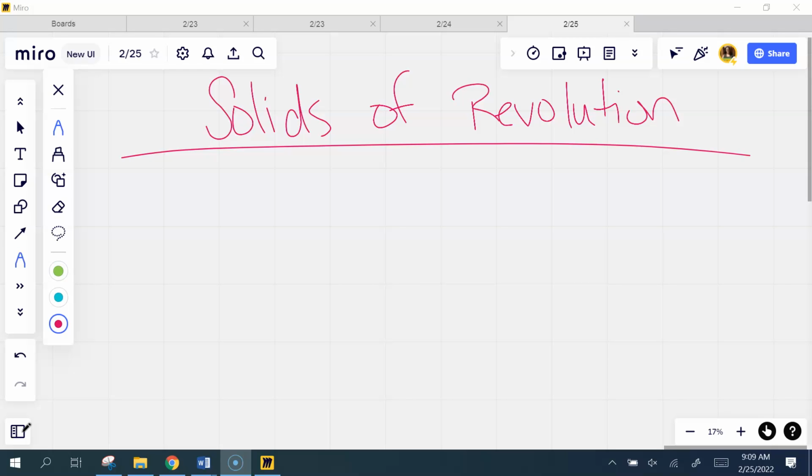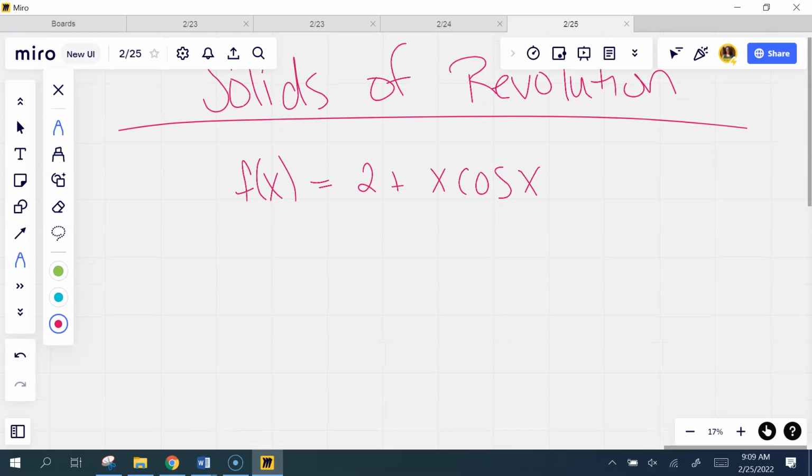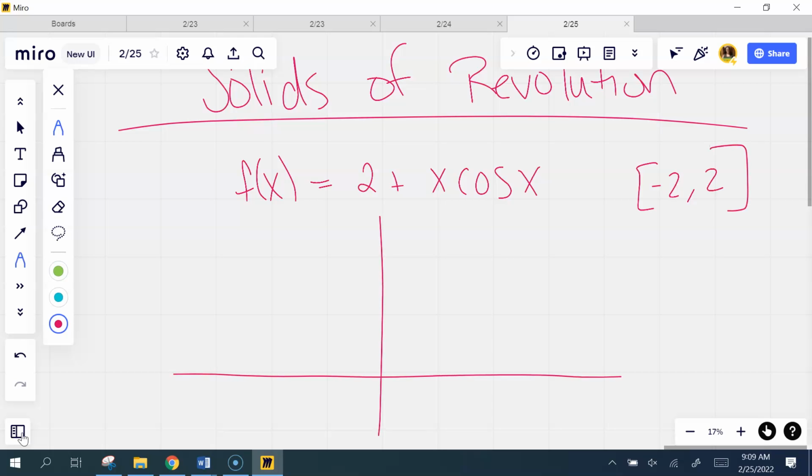Here's what a solid of revolution is. We're given a region, we're given a graph. So let's say, and I'm just going to use the example out of your book, 2 plus x times the cosine of x. This would definitely be a calculator problem. Well, maybe not. Maybe you wouldn't even need it. But if you graph this, and then it says over the interval from -2 to 2, so if you were to graph this, it looks something like this.